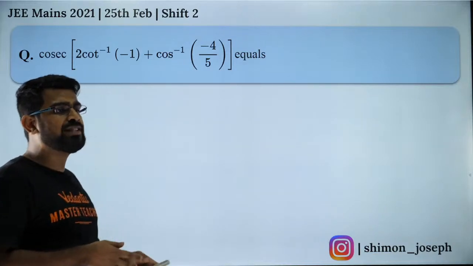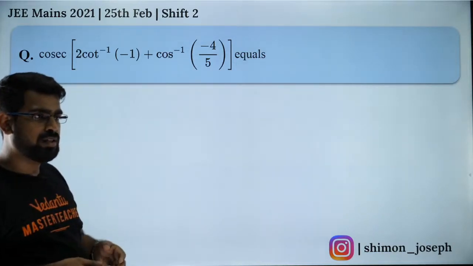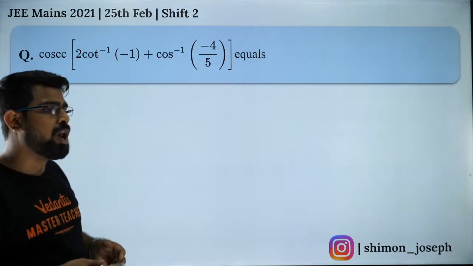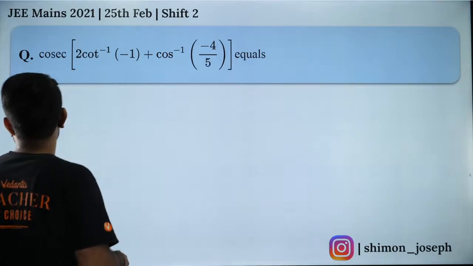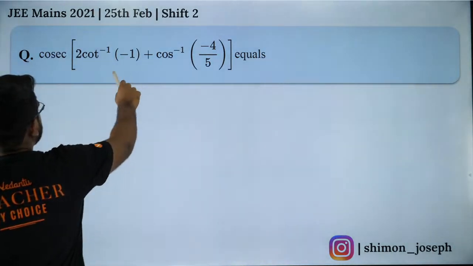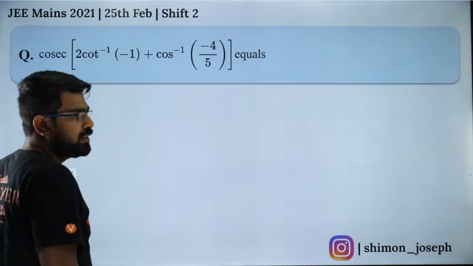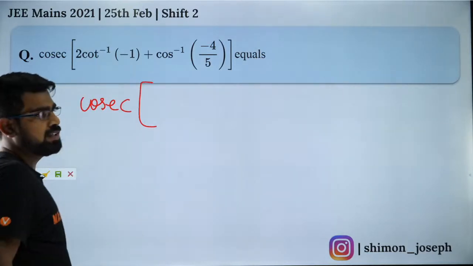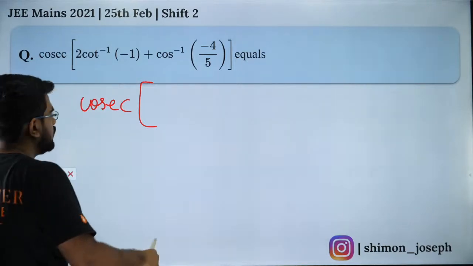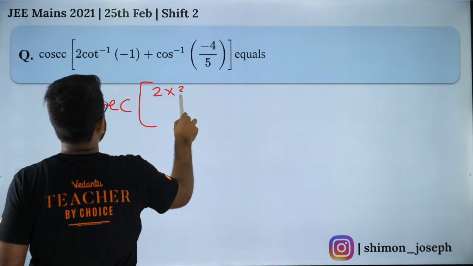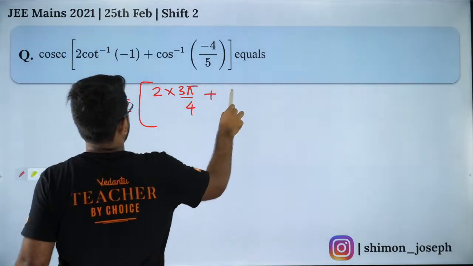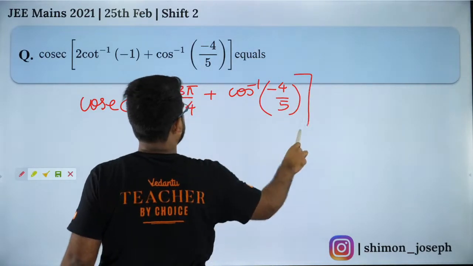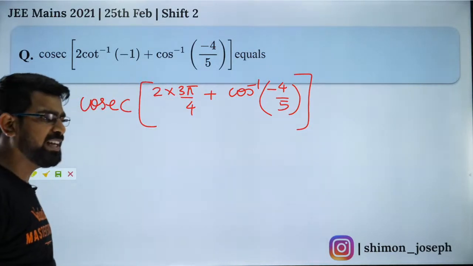Okay. So shall I solve this question, everybody? Are you all clear with this? So let us try to solve it, my dear students. Everybody listen. So what do I have? What is cot inverse of minus 1? Anybody? It will be 3 pi by 4. Is that correct? So it will be 2 into 3 pi by 4 plus cos inverse of minus 4 by 5. Is that right, my dear?